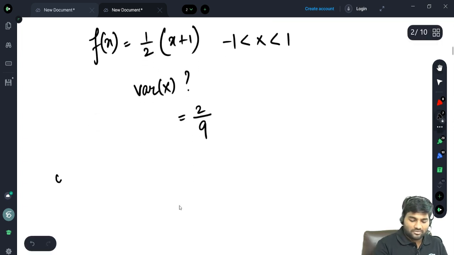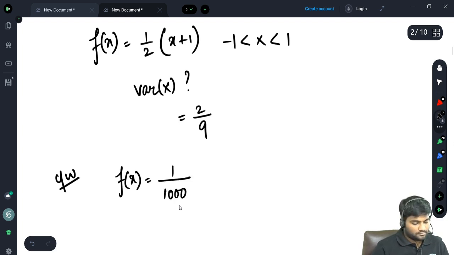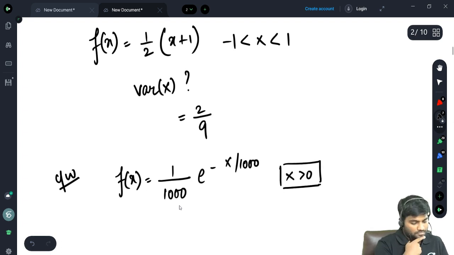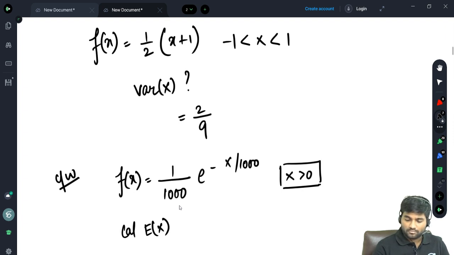I'm writing the next classwork question. For what? Expectation of x or expectation of x square? Expectation of x square.